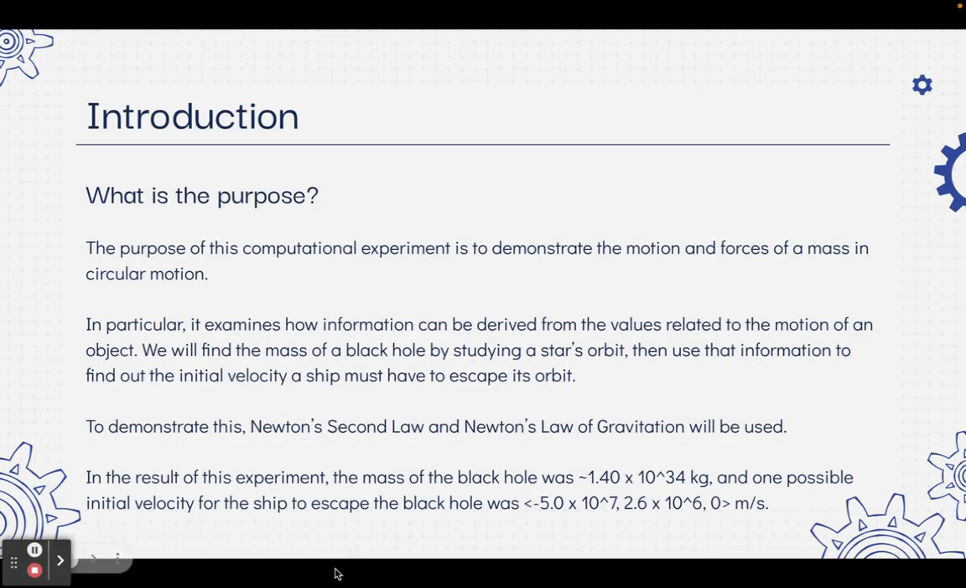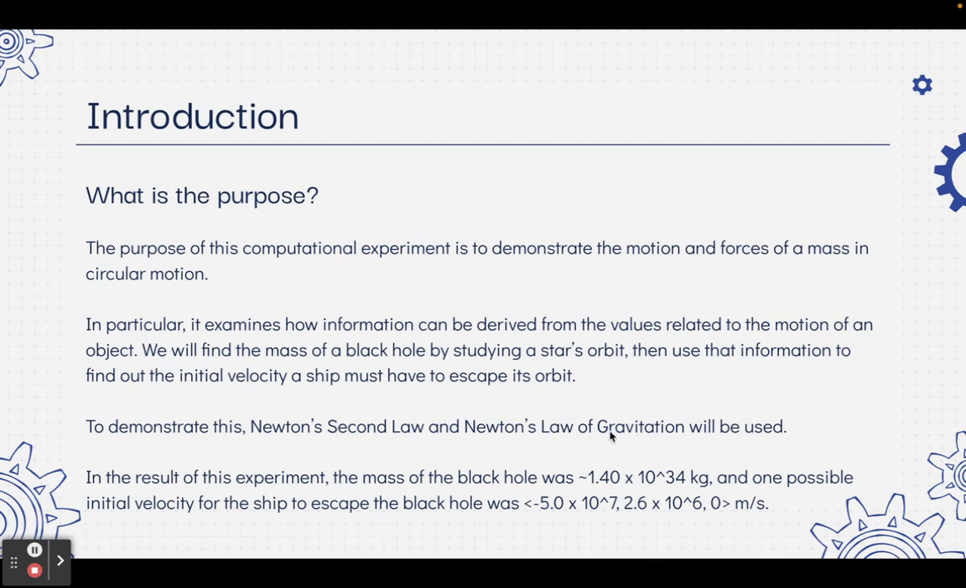So the purpose of this experiment is to demonstrate the forces and motion of a mass in circular motion, and we can examine how information can be derived from the values related to the motion of an object. Using this fact, we can find the mass of a black hole by studying the star's orbit, and then use that information to find the initial velocity of a ship escaping a black hole's orbit.